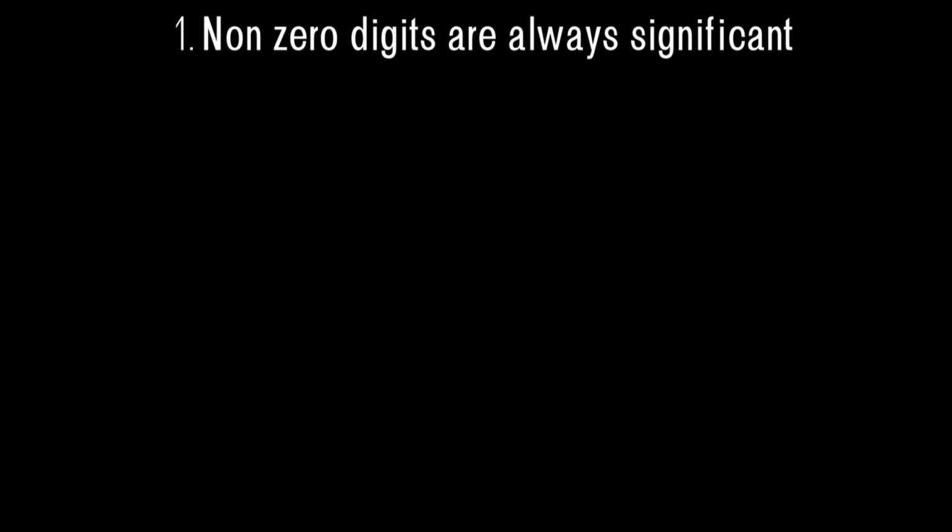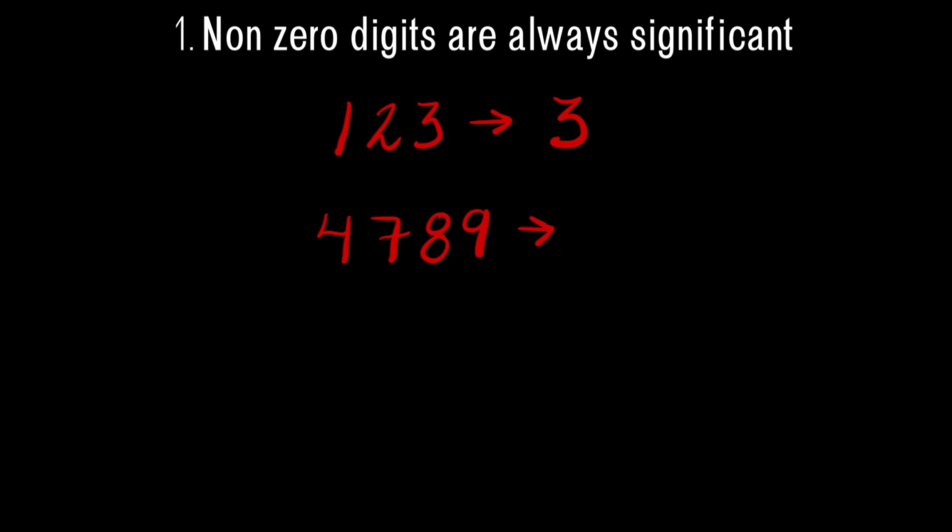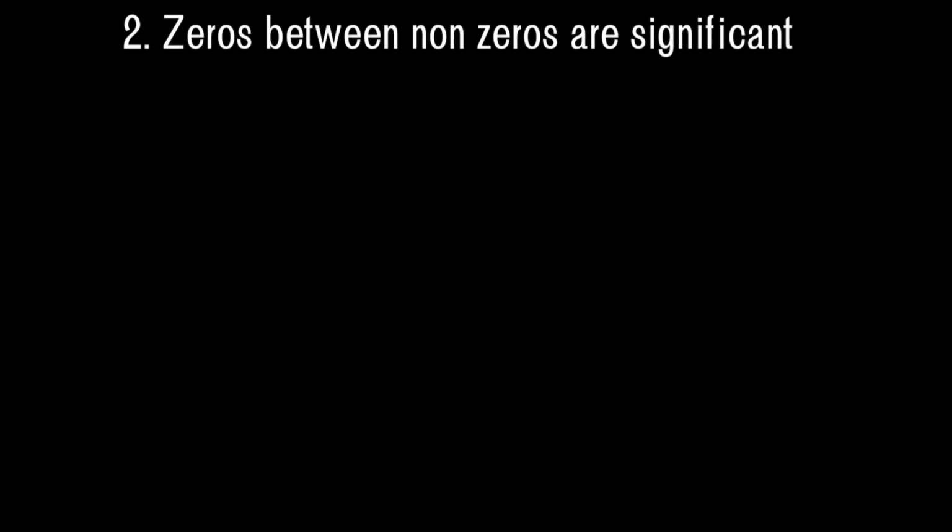Non-zero digits are always significant. For example, 123 has no zeros and therefore we have 3 sig figs. And the number 4,789, we also don't have any zeros, and so therefore we have 4 significant figures.